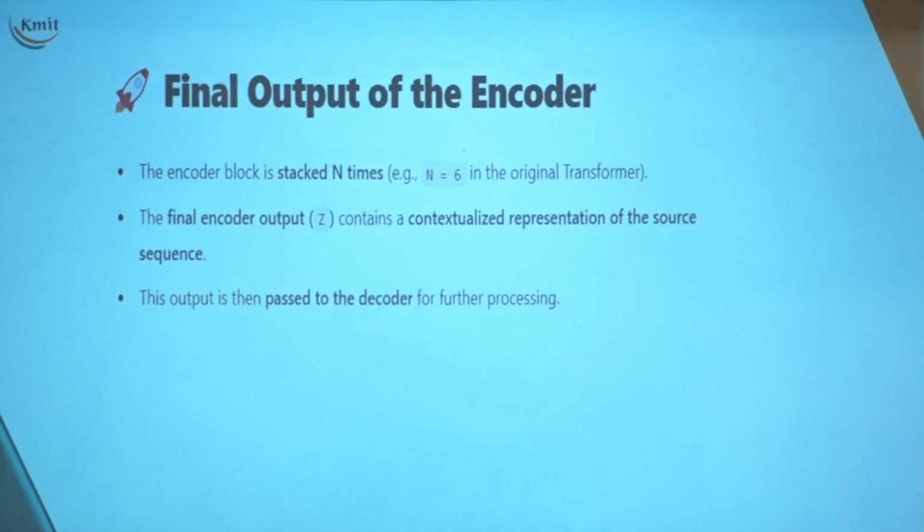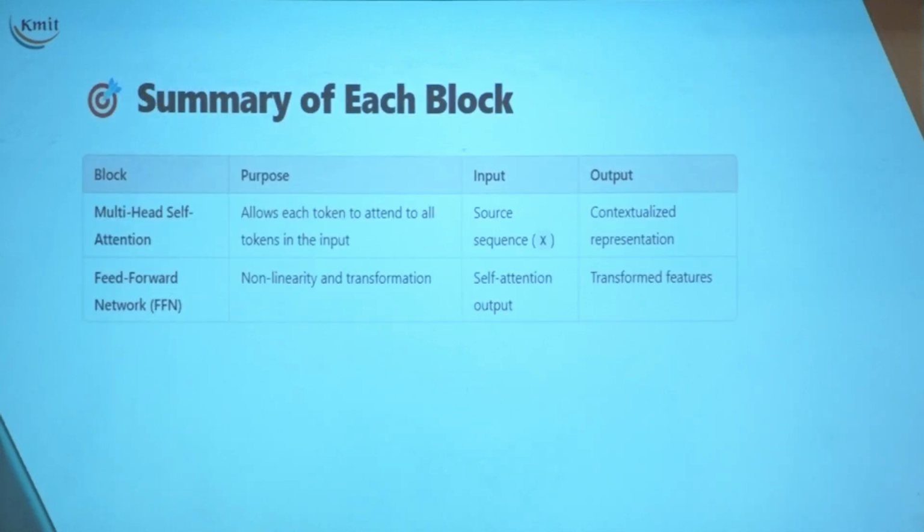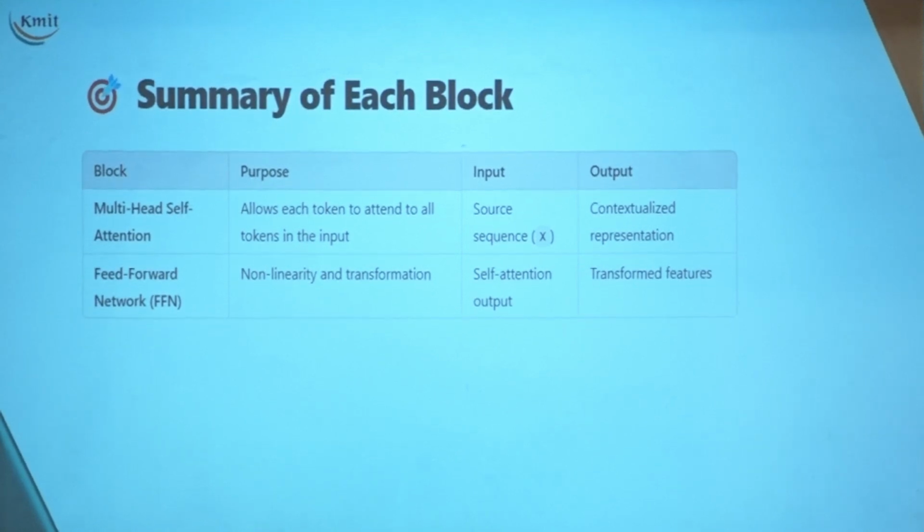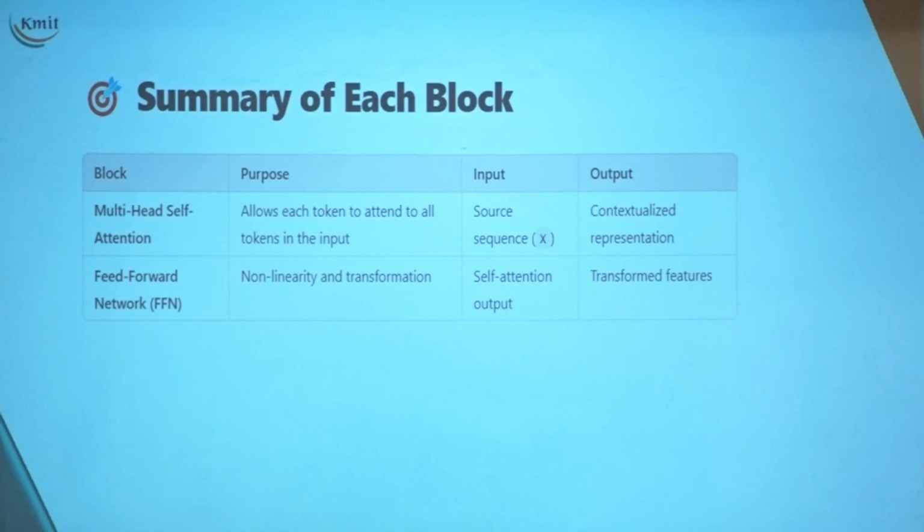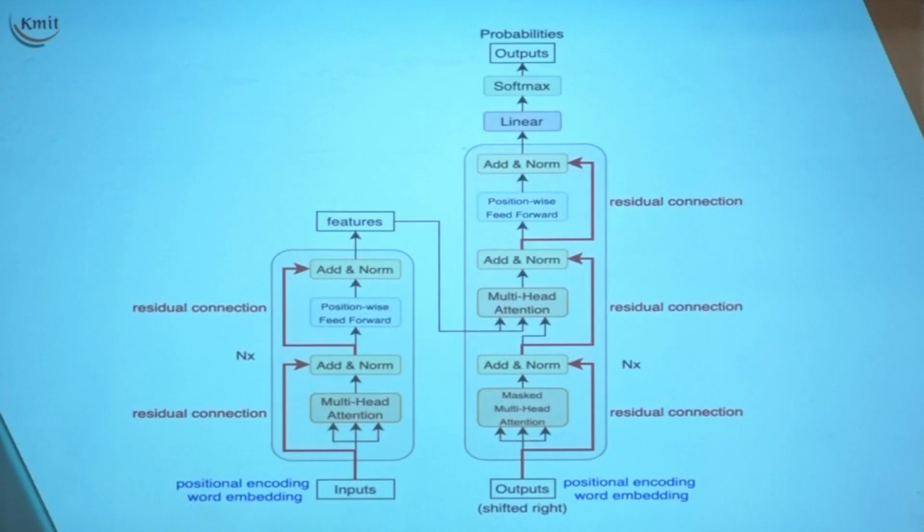So what is the output of the encoder? Contextualized representation of the source sequence. Now this output is passed to what? The decoder for further processing. Are you all clear with this encoder? Yes or no? Okay. So multi-head attention, feed forward. Multi-head attention will allow each token to attend to all the tokens in the input and understand the context of the word in the given sequence. Whereas the feed forward network will introduce non-linearity and transform the given input sequence. Okay. So are you all clear with this first part of the diagram? Yes or no?